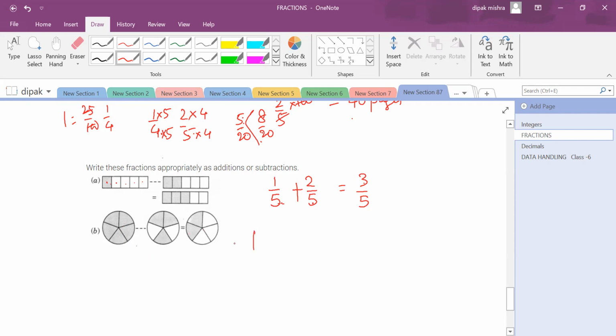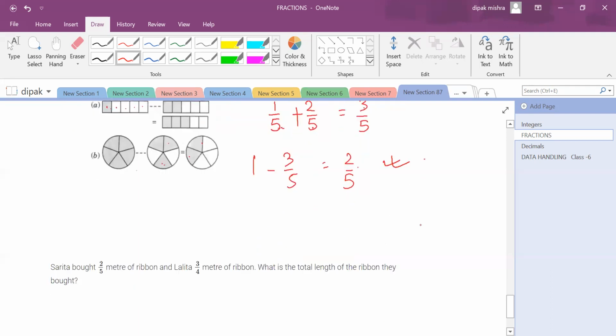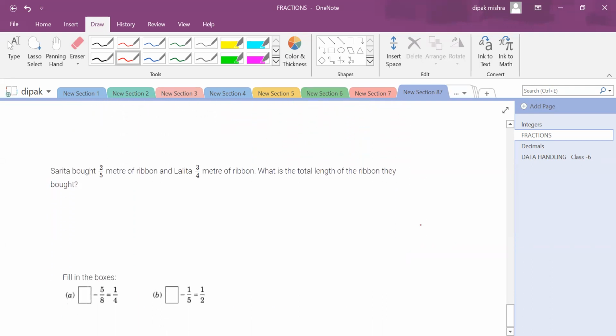Here the whole part is shaded, that is 1, and here 1, 2, 3, so 3 out of 5. That is equal to 2 out of 5. So here 5 parts are shaded, here 3 parts are shaded, and the resultant is 2 parts shaded. So obviously it will be a minus sign. So 1 minus 3 over 5 is equal to 2 over 5, right? So this is how you do the questions.